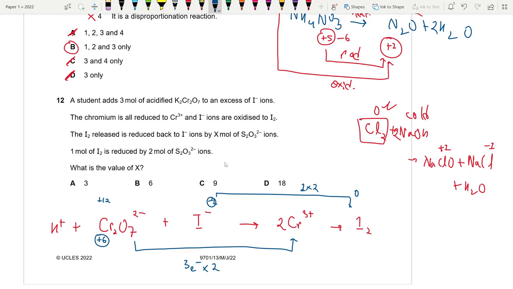So how are we going to balance 6 and 2? Basically, you need to multiply this 2 with 3. Then you're going to end up with 6. So we need 3 iodine molecules or 6 iodine atoms in total. All right, then everything should be all good. The total change will be 6 electrons. And for chromium, it was 6 electrons in the first place. That's all.